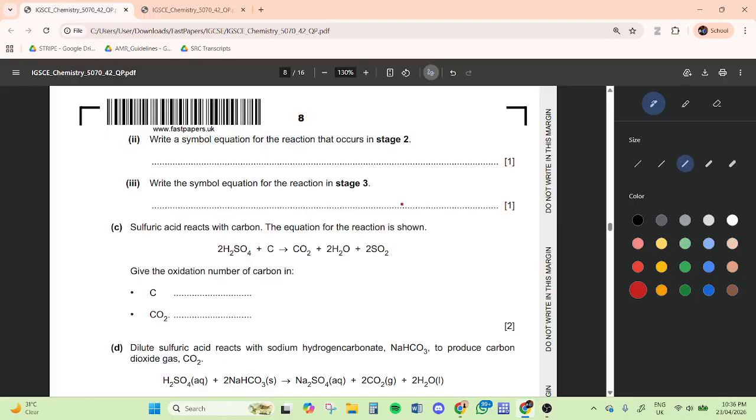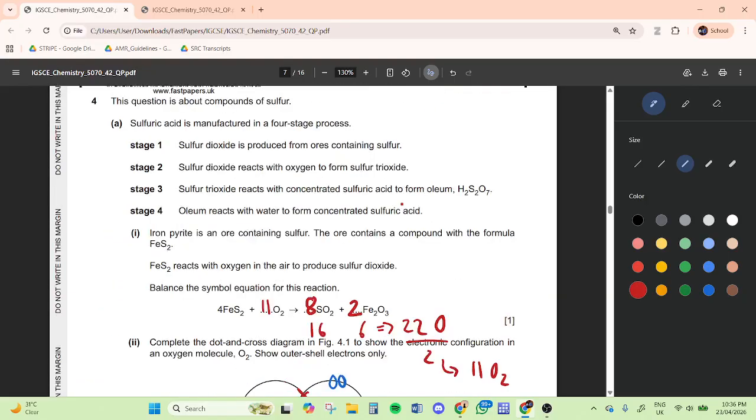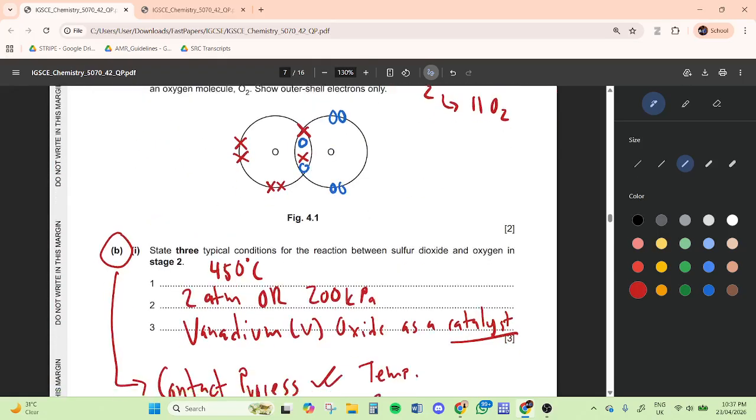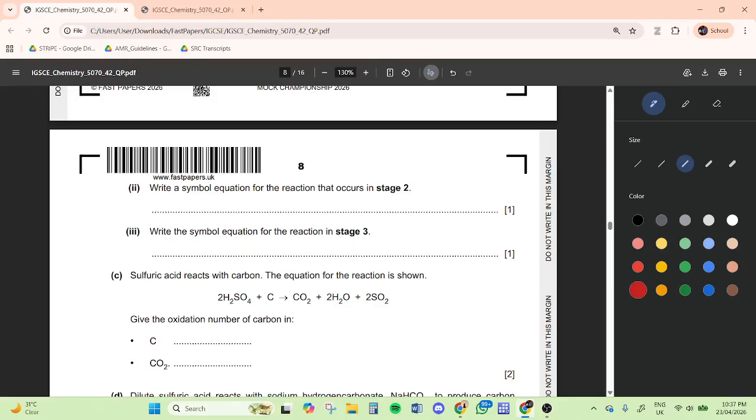Write a symbol equation for the reaction that occurs in stage 2. That is sulfur dioxide reacts with oxygen to form sulfur trioxide. Let's take a look at that. It's SO2 plus O2, which gives you SO3. You think it's as simple as that, but no. It's a reversible reaction. When you're writing it, there are 2 things you need to remember. Number 1, we're going to put SO2 plus O2, the reversible reaction sign, and then SO3.